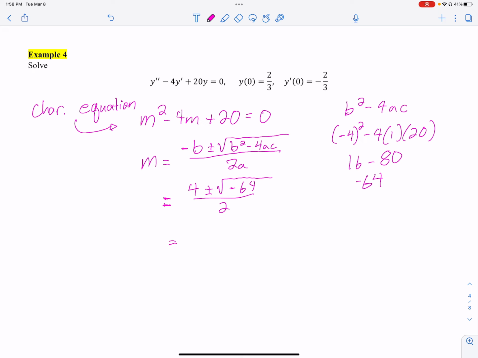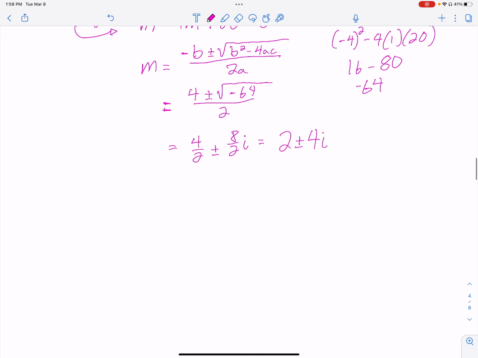So this is 4 over 2 plus or minus 8 over 2i. The negative gets me the i. Square root of 64 is 8. So this is equal to 2 plus or minus 4i.